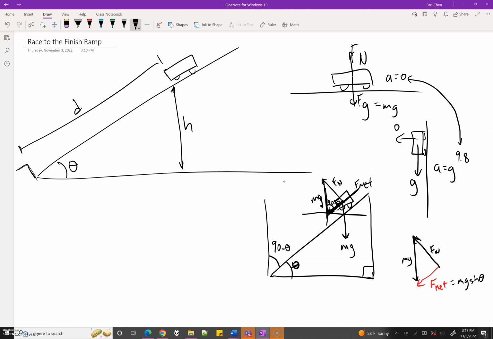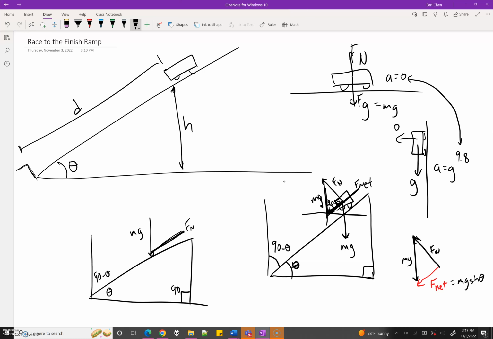All right, so let me start over so that it's cleaned up a little bit. Okay, so we start with the ramp. We know that this is angle 90 degrees. And we know that this is theta. And that means if I draw another vertical line, this is going to be 90 minus theta. I know that gravity is going to be downward, so this is force of gravity. And along this angle is going to be my net force.